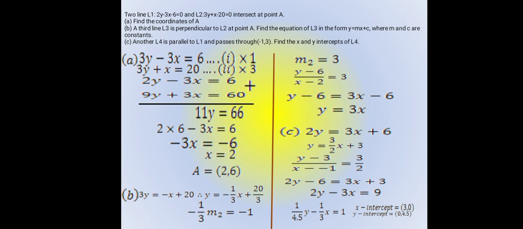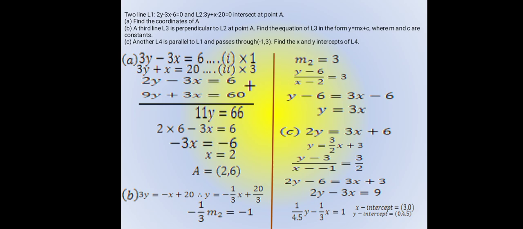Now, we have those two lines intersecting. If we solve the simultaneous equations, 3y minus 3x is equal to 6 and 3y plus x is equal to 20, either by elimination or substitution, we should find the values of x and y. That's where the two lines meet. So I multiply the first equation by 1, the second by 3, so as to eliminate x. Having eliminated x, I have found that y is equal to 6.